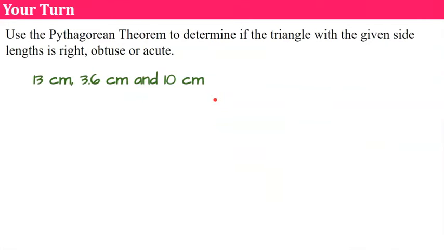Now it's your turn. I would like you to use the Pythagorean theorem to determine whether or not this is a right, obtuse, or acute triangle. Please pause the video now and come back when you're done.